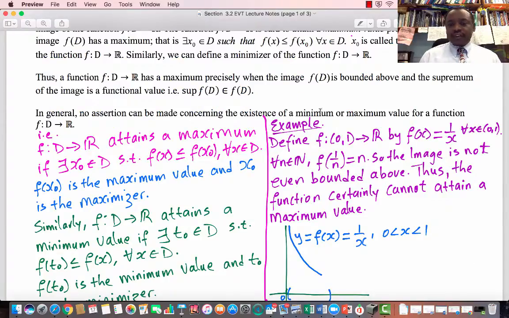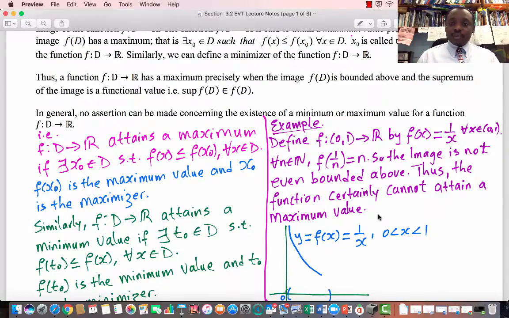Example 2. Define the function f from the open interval (0, 1) to R by f of x equals 1 over x for every x in the interval (0, 1). Observe that f is continuous on this interval because the denominator does not vanish. But if I pick my n to be a natural number, then f of 1 over n, observe that 1 over n is going to be an element in the domain, so that is defined. f of 1 over n equals n, which is unbounded. It is not even bounded above. Thus, the function certainly cannot attain a maximum value because it is an unbounded function.